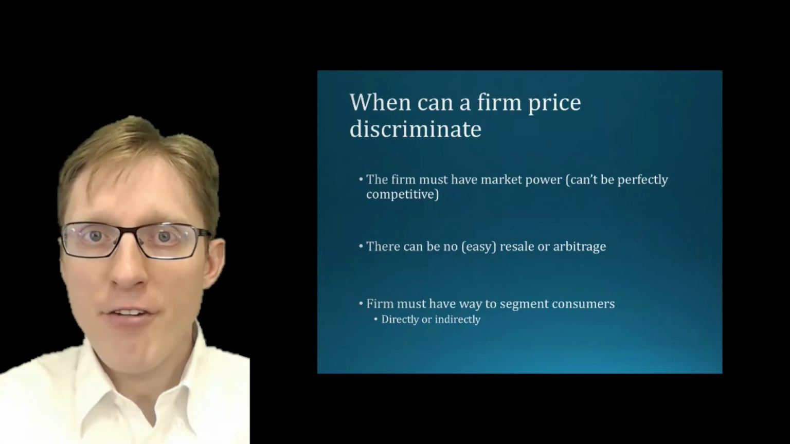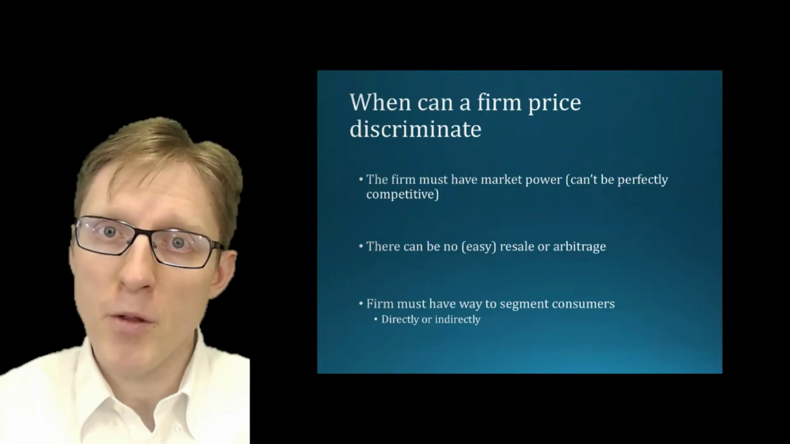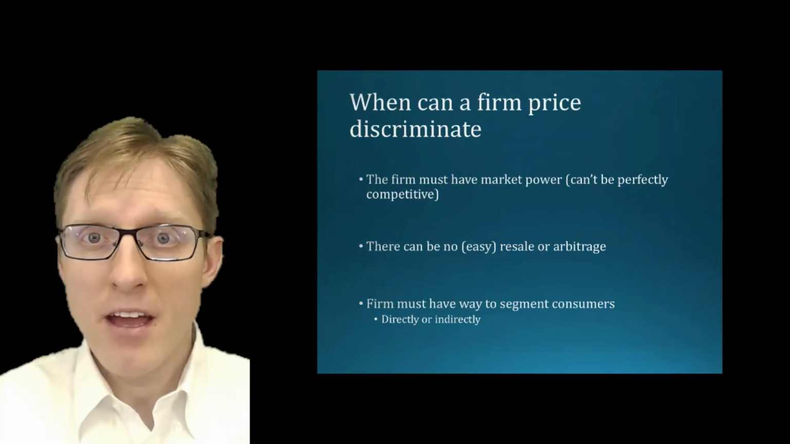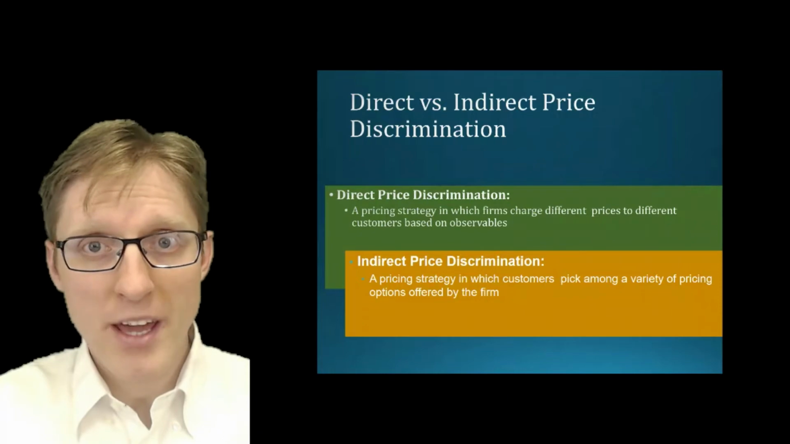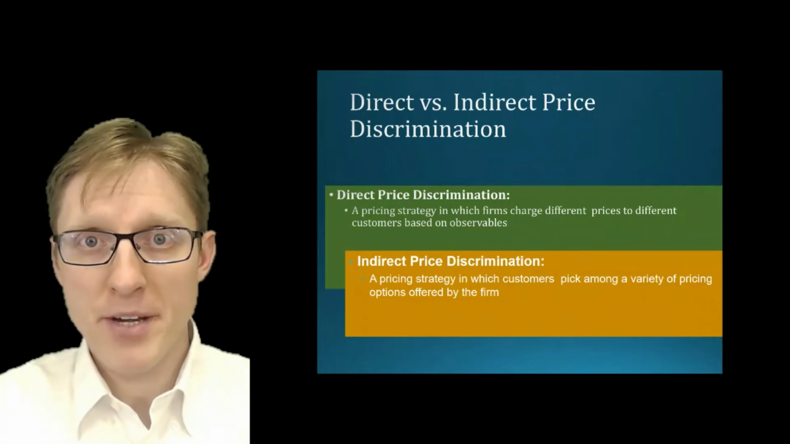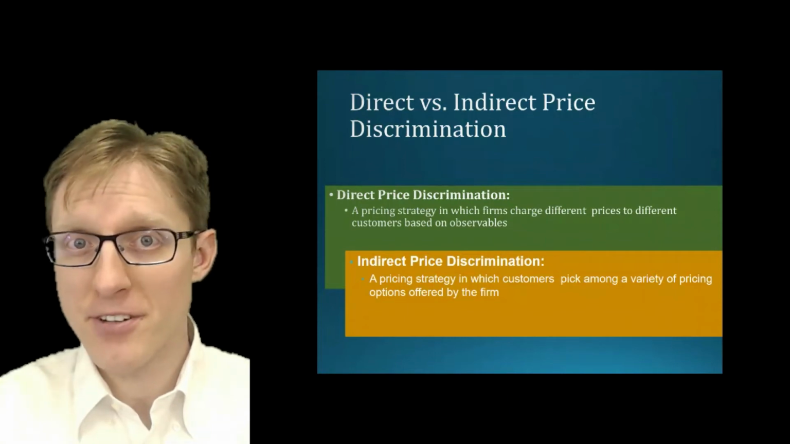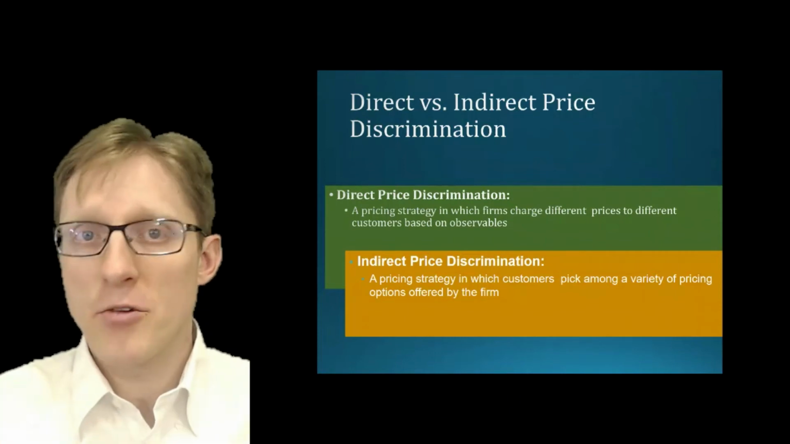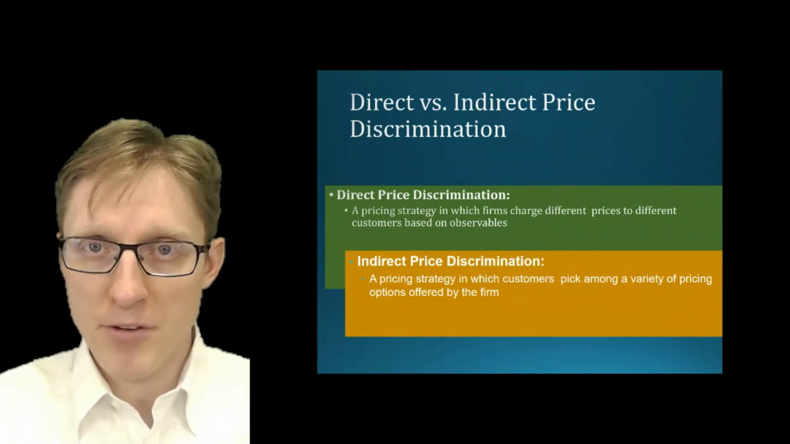And lastly, firms must have a way to segment consumers. They must have some way to charge people with higher willingness to pay higher prices and people with lower willingness to pay lower prices. And there's actually two ways they could do this. The most obvious way is direct price discrimination, where a firm explicitly charges different consumers different prices for the same item. Right? Think of a standard item, a standard widget. They might sell the widget to one person for a higher price and another person for a lower price.